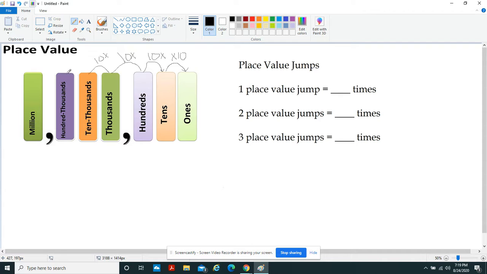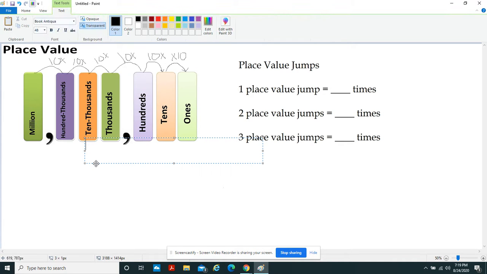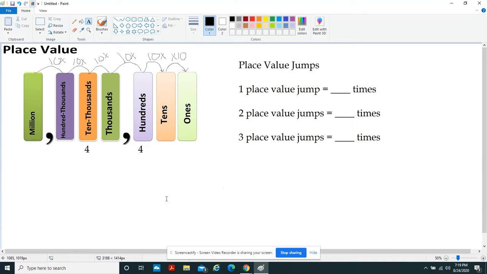So what we're going to look at on this chart is what happens when a digit moves more than one position. So there is a 4 in the 10,000s, and it has moved to the hundreds place.